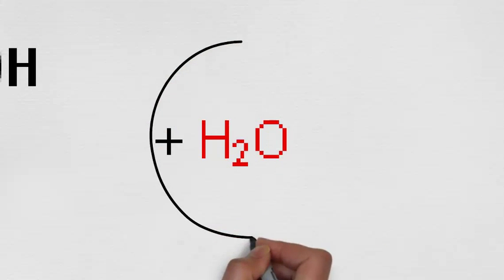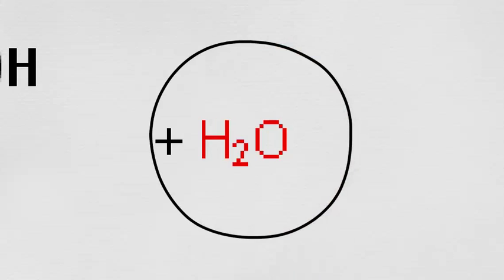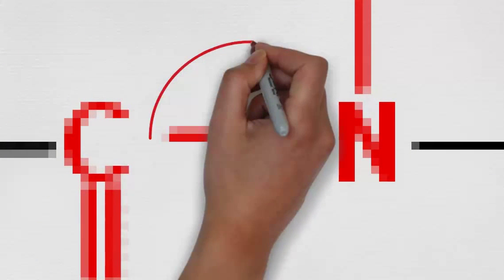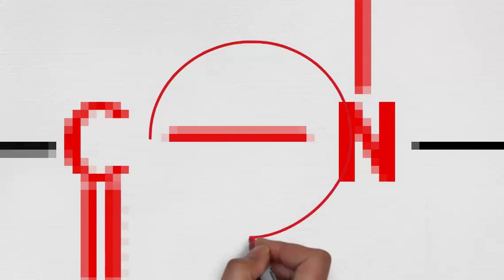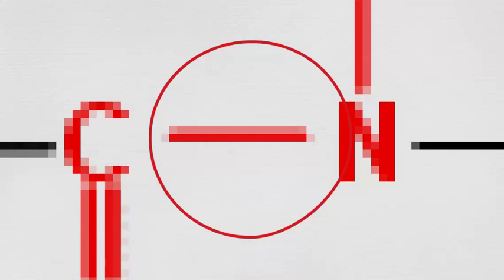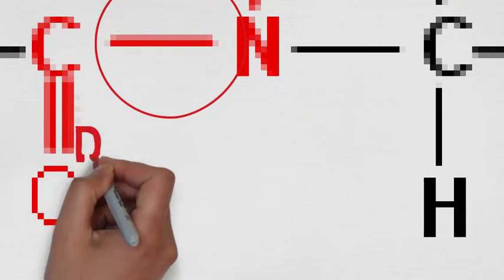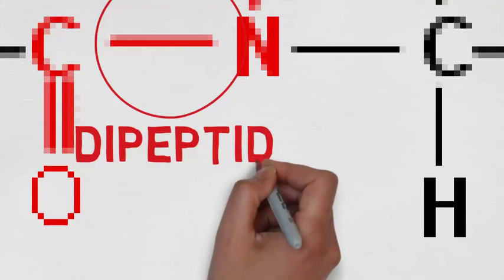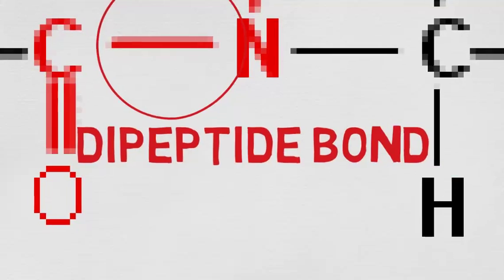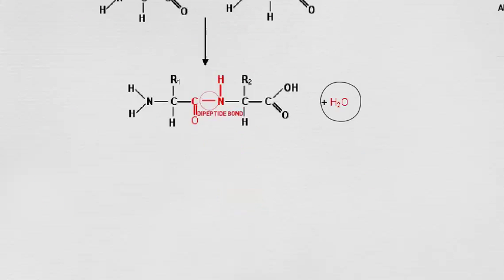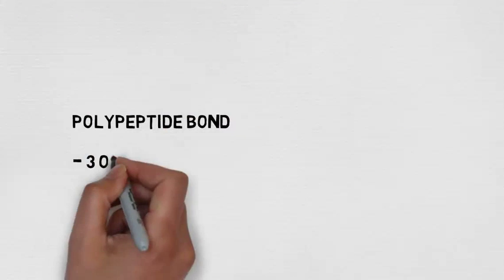And so, once the H2O is removed, there is a covalent bond between the carbon and the nitrogen, which is also referred to as the peptide bond, as circled in this picture. So, when 2 or more amino acids link together, we call this a dipeptide bond. And finally, when 3 or more amino acids link together, this is called a polypeptide bond.